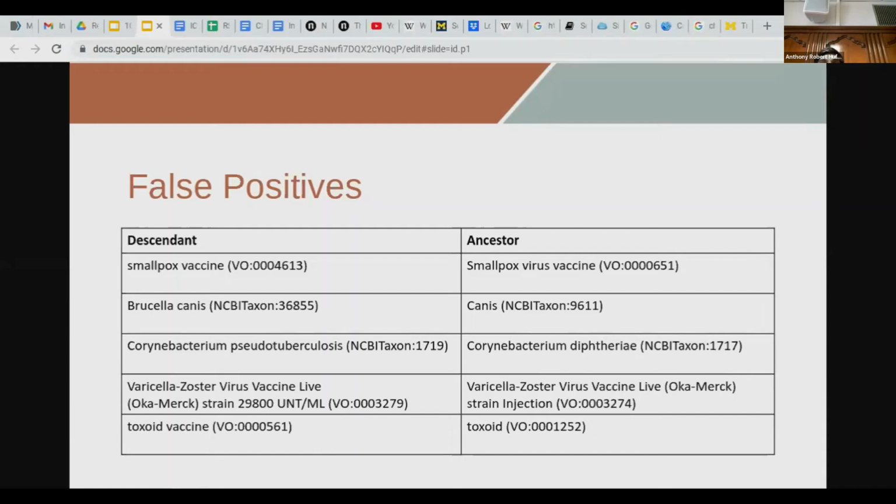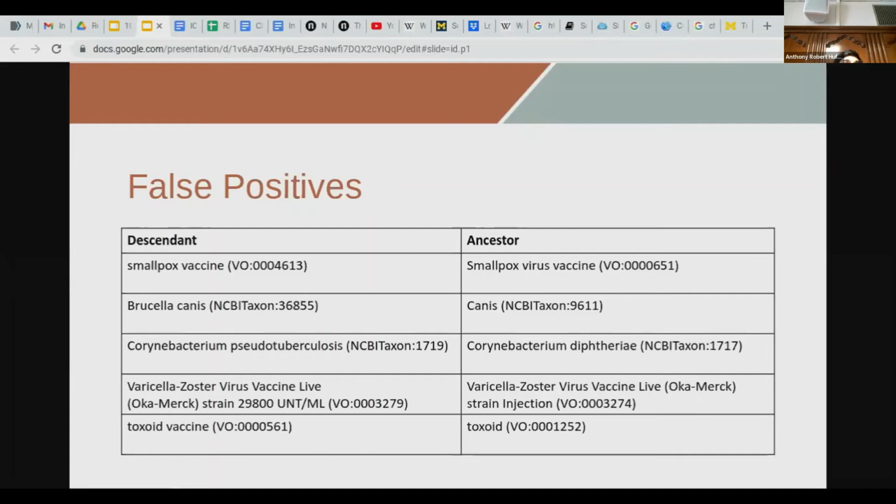The second example is gram-negative bacteria and dog. That is essentially not an ISA relation. And the third example, the two corynebacteriums are actually siblings of the same parent. So that definitely is an error on our end.